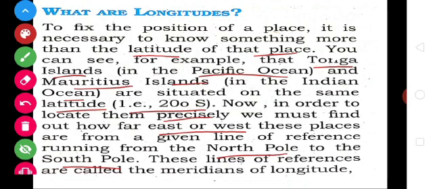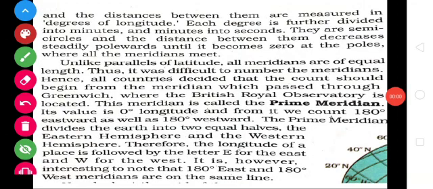These lines of reference are called meridians of longitude. And the distance between them is measured in degrees of longitude, the same as the latitude degrees, 90 degree north, 20 degree north, like that. Each degree is further divided into minutes and each minute into seconds.